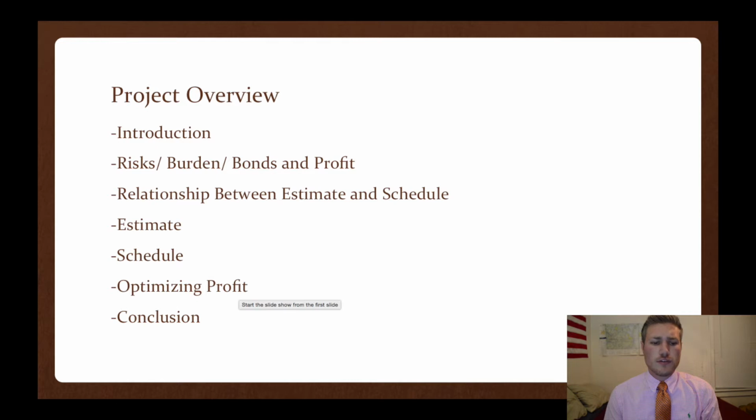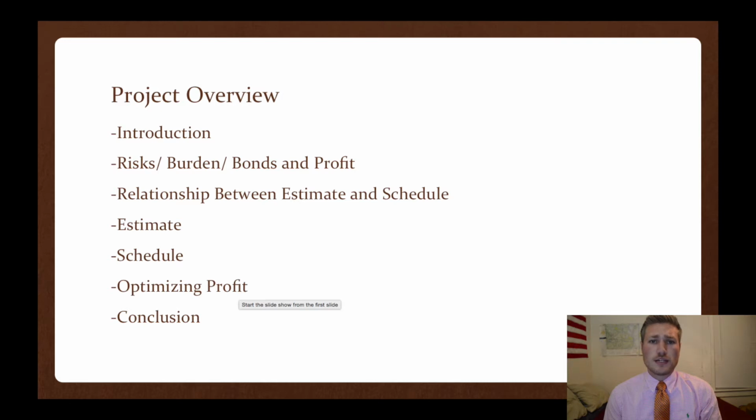Before we get into the main part of the project, we're just going to go ahead and do a quick project overview. We're going to go over the introduction. I'm going to explain what exactly this project entails, where it's located, how old the bridge is, and all that. We're going to go over the risks, what kind of risks come with this when we accept this bid, or if we even win this bid, the type of burden that comes with it, certain bonds and profit. We're going to talk about the relationship between the estimate and the schedule. Then we're going to finally talk about the estimate itself.